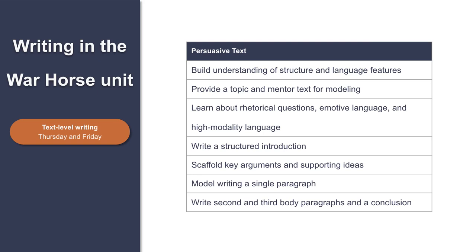We scaffold students' thinking about key arguments and supporting ideas, then model writing a single paragraph based on their side of the argument. Students then write a second and third body paragraph and a conclusion. At each stage, they are supported by a mentor text and carefully structured lessons that break the writing task into manageable chunks.